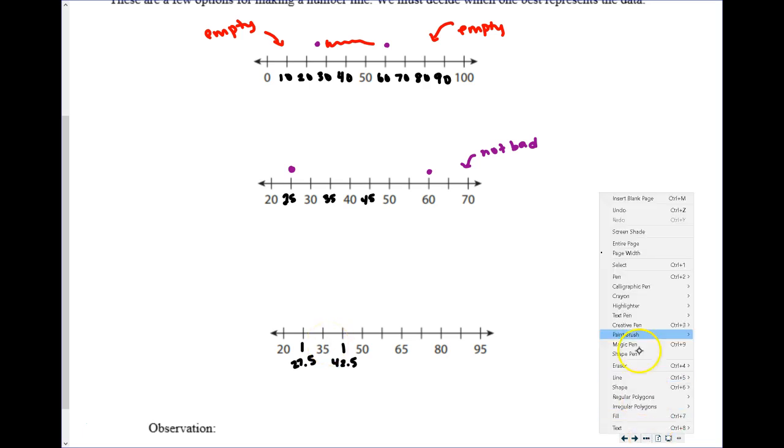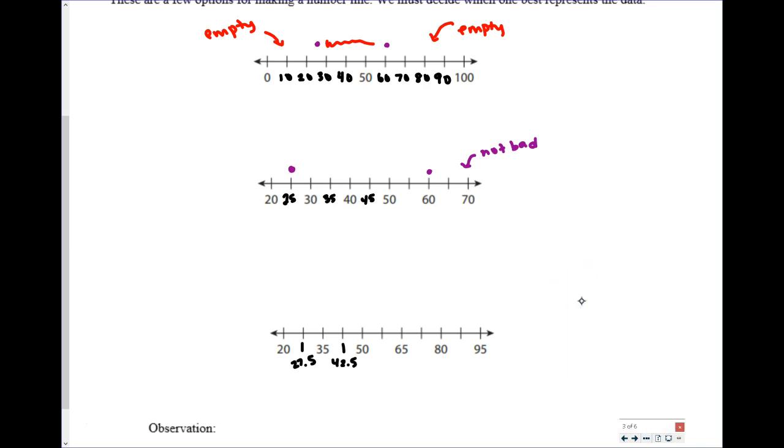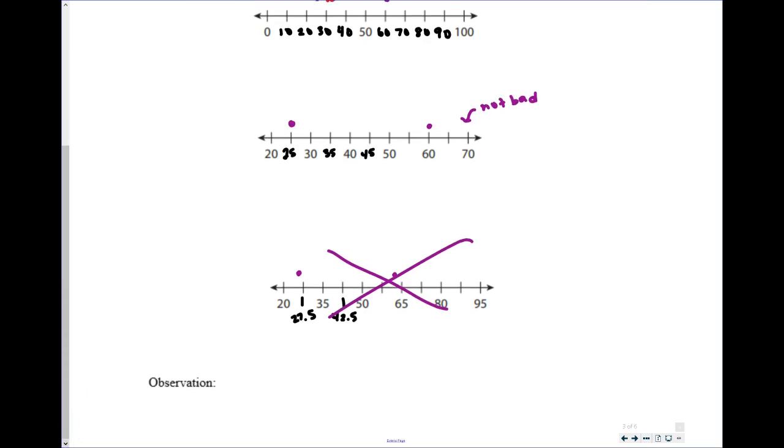The second question I'm going to have is, okay, if we're going to start at 25, which is right here-ish, it goes up to 60, which is right here-ish. I have empty space and my scale is strange. So this one's definitely not good, okay? But it's important to know why they're not good. They're not good because the spacing is odd and you have a lot of empty space. So when you're making your scales, you need to think about that.